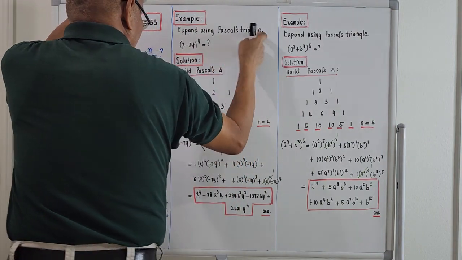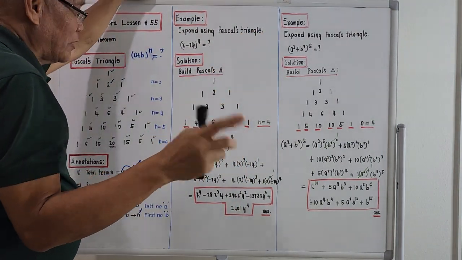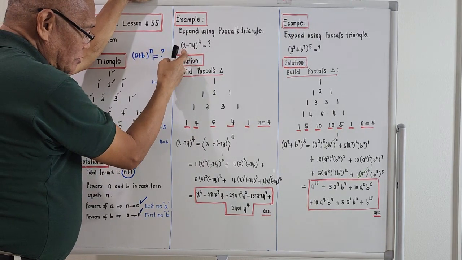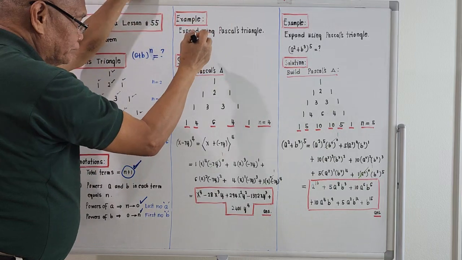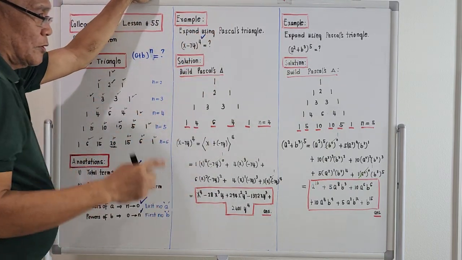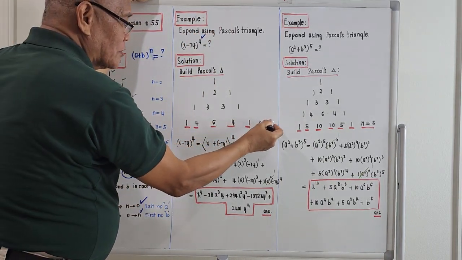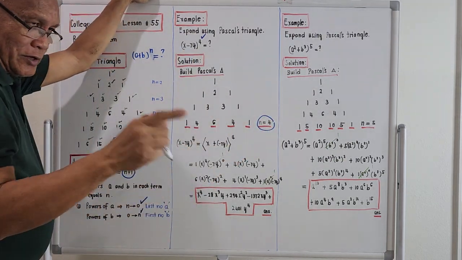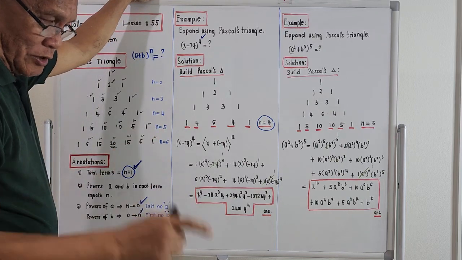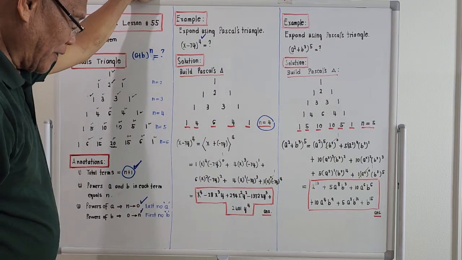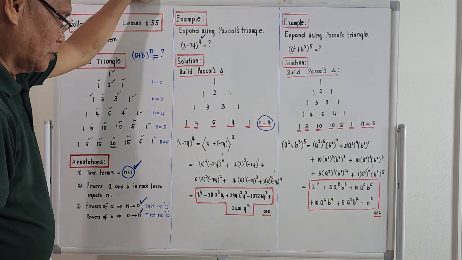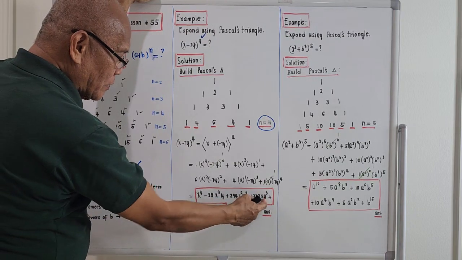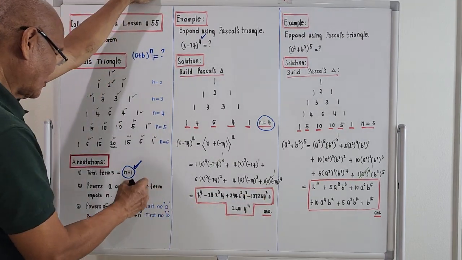Expand using Pascal's triangle. We are given the binomial expression x minus 7y raised to the 4th power. For this given problem, the value of n is equal to 4. If we expand this, under annotation number 1, the total expansion should have 5 terms. This is 1, 2, 3, 4, and 5. So that's annotation number 1.